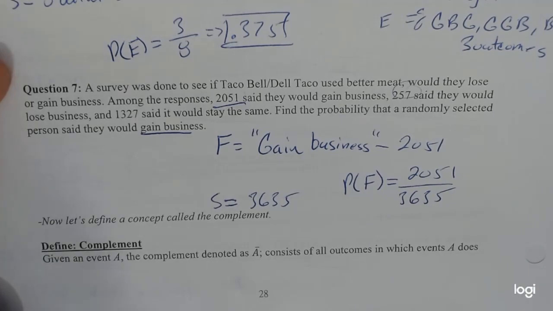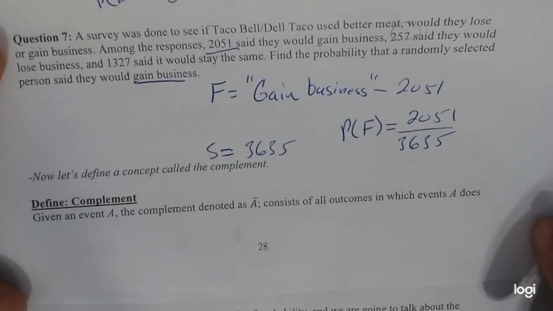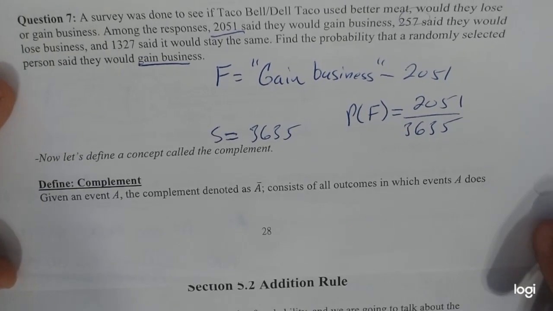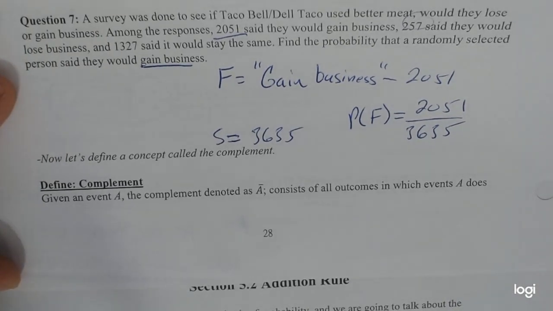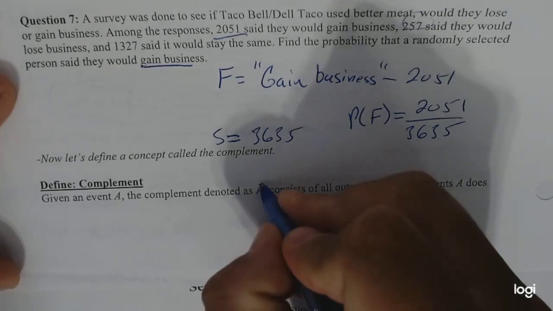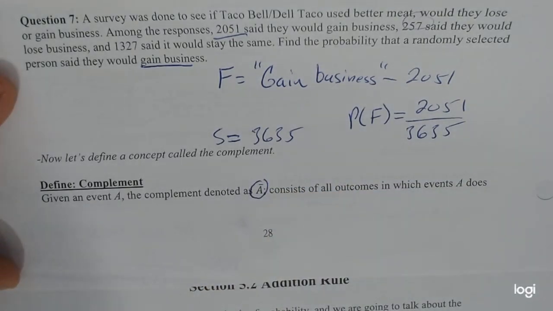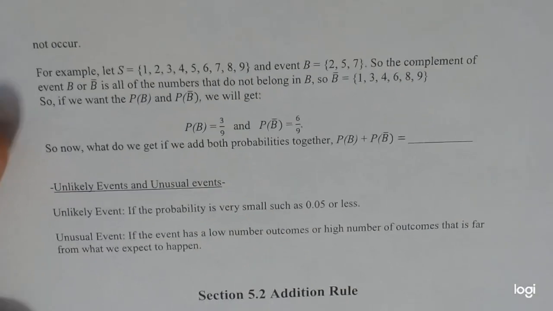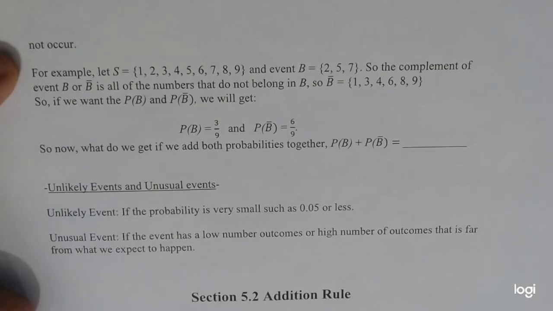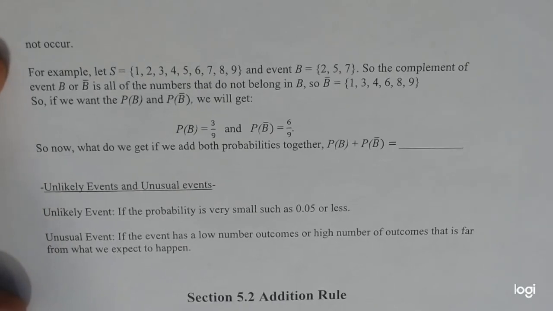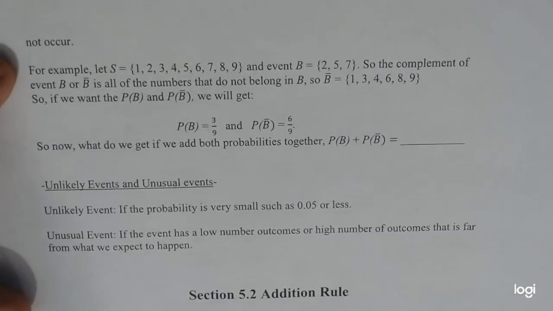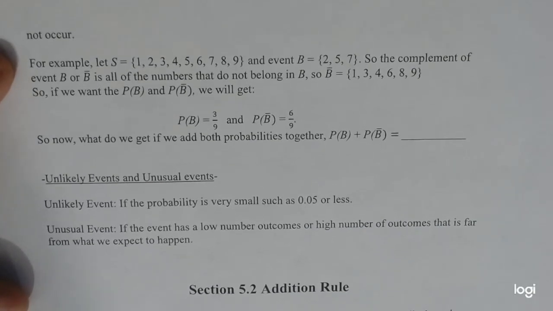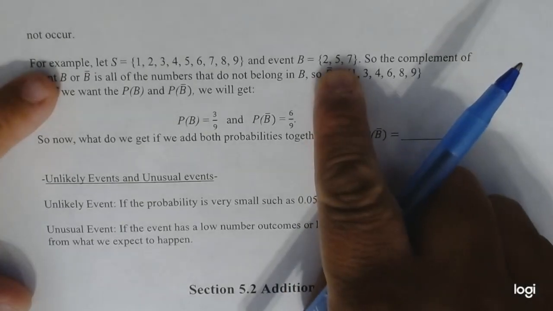Okay. All right, so the last part of this section is complements. So a complement is the opposite of an event. Given an event A, the complement, denoted as A with a bar on top, consists of all outcomes in which event A does not occur. Let me give you an example. Let's suppose the sample space S is the numbers 1 through 9, and event B is the numbers 2, 5, and 7. So the complement of B, or B bar, would be all the numbers that are not in here, meaning the rest.